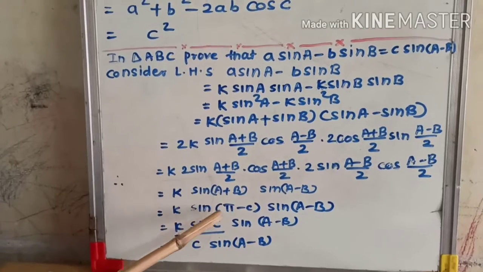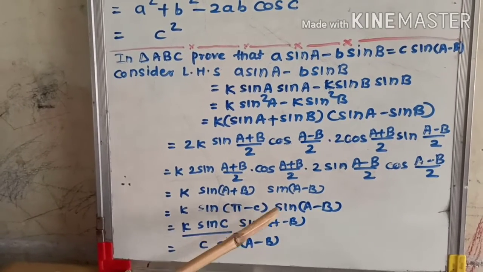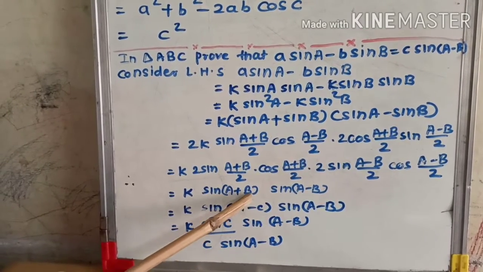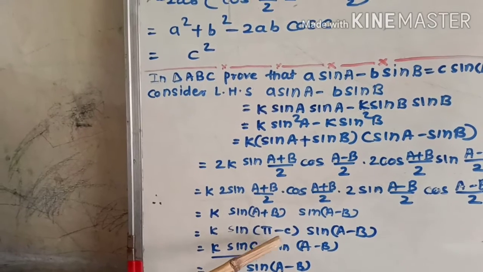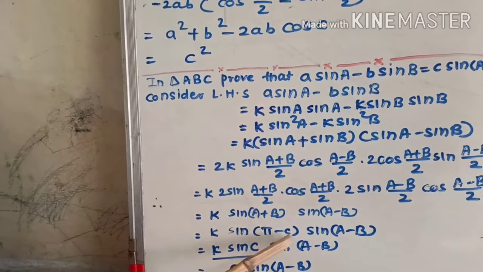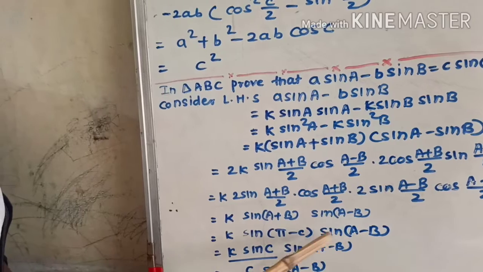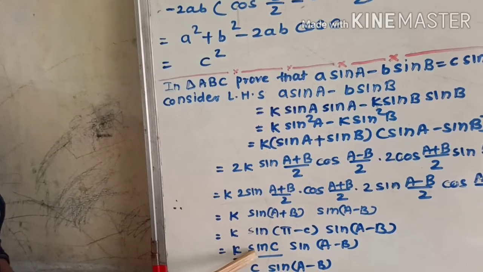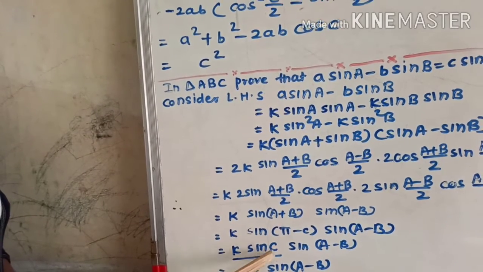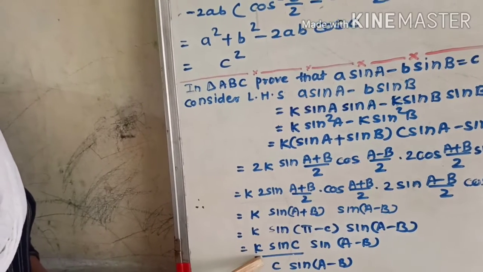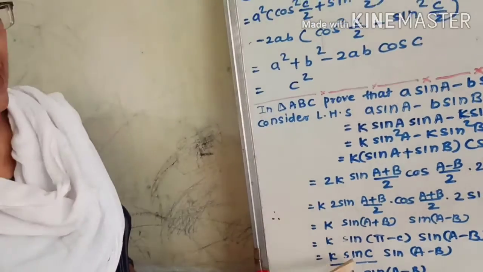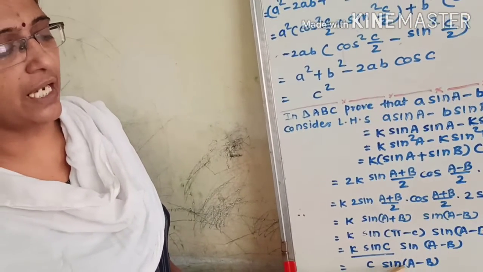k into (A + B), that is sin(π − C). We know the property of triangle, A + B + C is equal to π. Therefore A + B is π − C, sin(π − C) into sin(A − B), sin(π − C) which is equal to sin C. So k sin C sin(A − B). k sin C, again use here sine rule. Therefore k sin C is equal to c into sin(A − B).